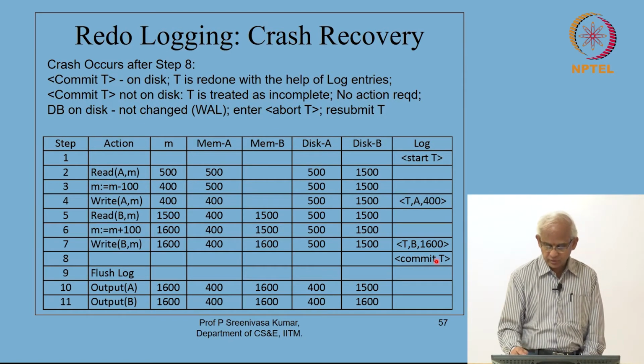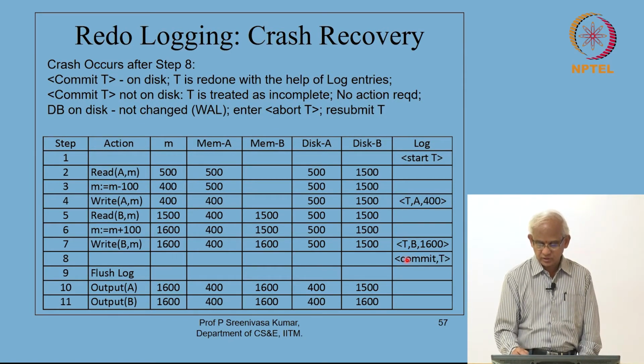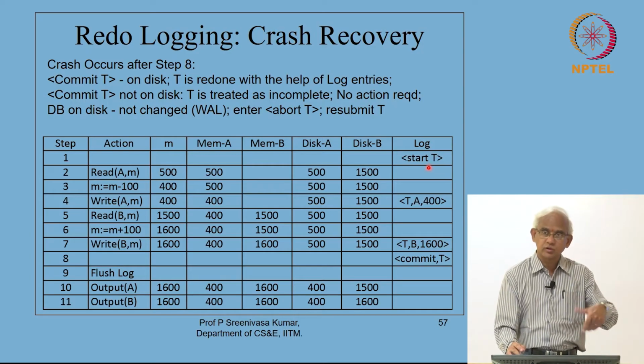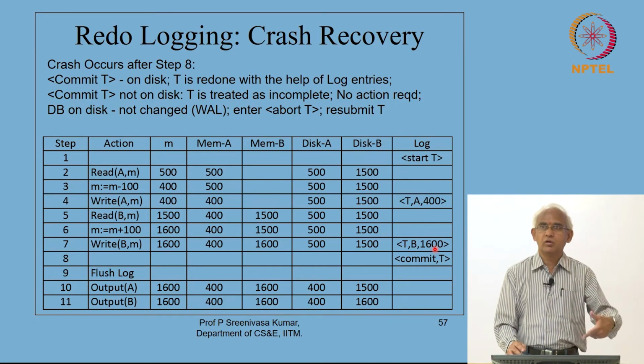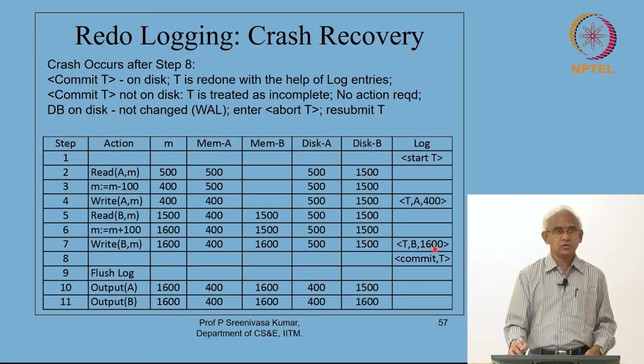Remember one thing: if commit T has reached the disk, all these previous entries would have also reached the disk, because the log is always written in a sequential manner. You don't write only this entry into the log, you always write all the previous items on the log. So the moment this is there, we know that all these are also there, and so we can redo the work of this particular transaction.